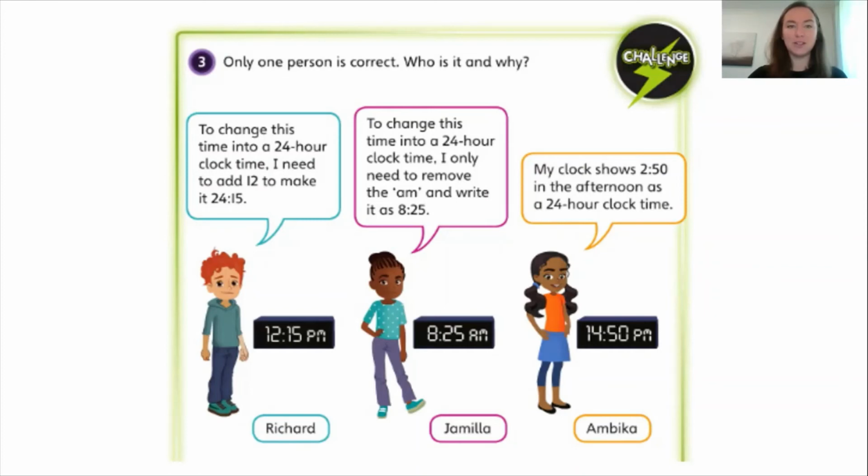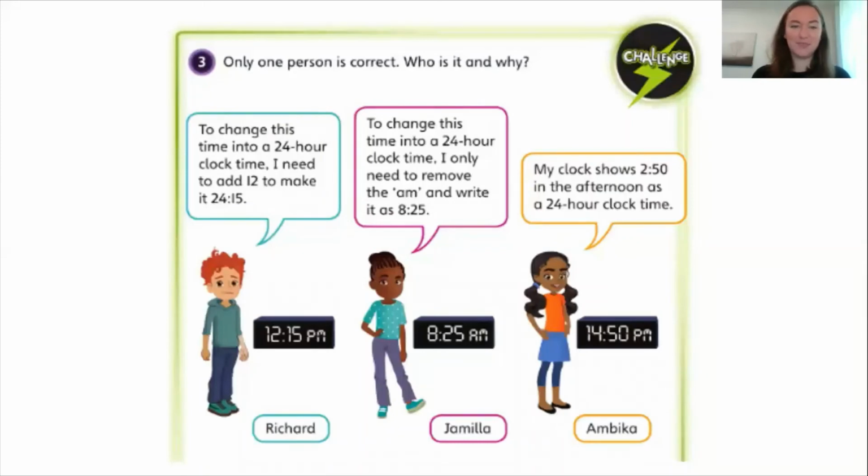So our challenge question today says only one person correct. Who is it and why? So I don't just want you to tell me who's correct, but I want to know why. Use your reasoning and explanation skills to do this. Please pause the video now and have a go at working this out by yourself, and then come back to the video in a minute so that we can go through the answers together.